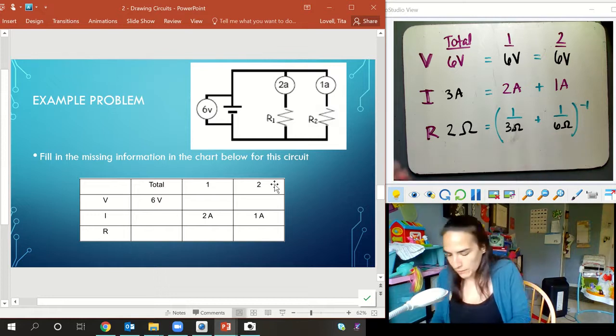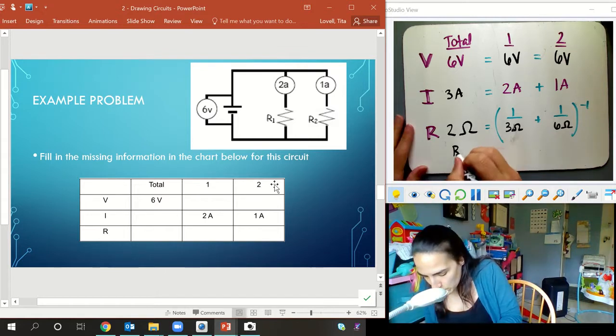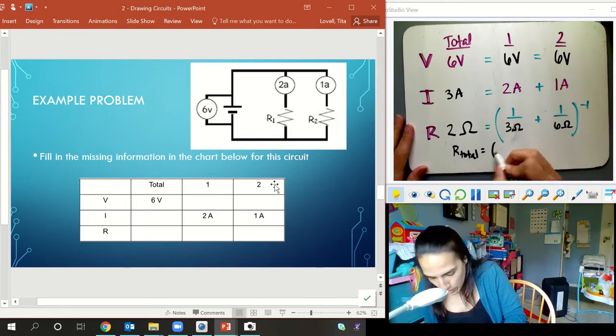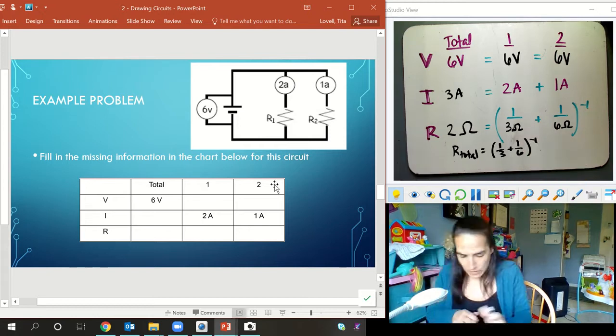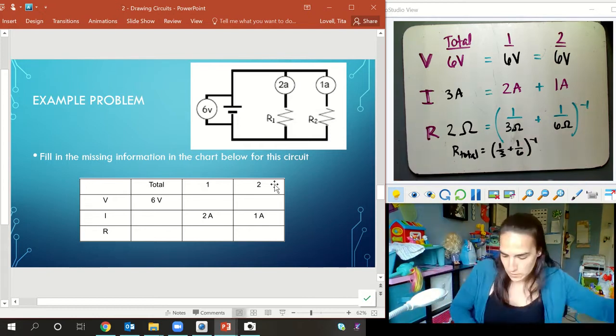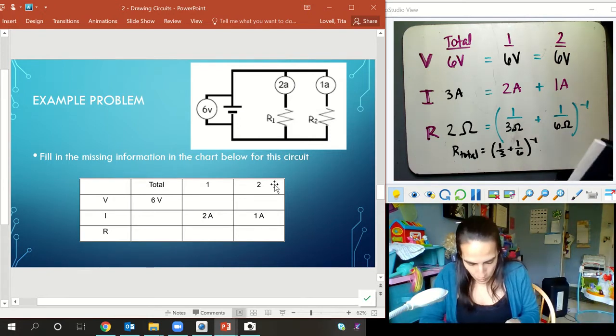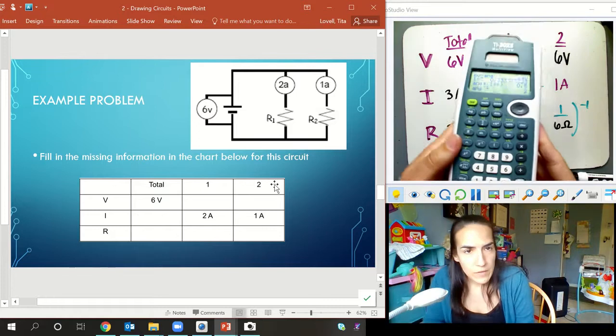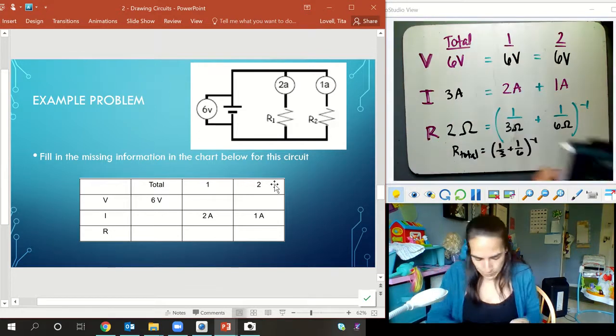So if I were to find the total resistance using just the information here in my fractions, I've got 1/3 plus 1/6. The last step would be to find the inverse of that. So if I plug that into my calculator, 1/3, oops, let's try that again, 1/3 plus 1/6. Now I'm going to take that all to the -1 power, and there you have it. The value is 2.